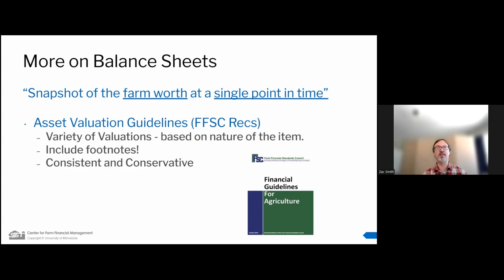A balance sheet is a snapshot of your farm worth at a single point in time. About half of you have developed financial statements. If you work with someone like myself, it's usually December 31st that we look at, basically because everybody files their taxes on a calendar basis mostly. But it's just looking at the farm worth at a single point in time. It gives a good overall look at how the business looks, primarily in regards to the solvency that Curtis talked about.